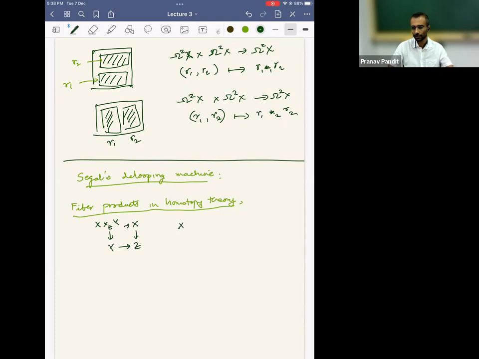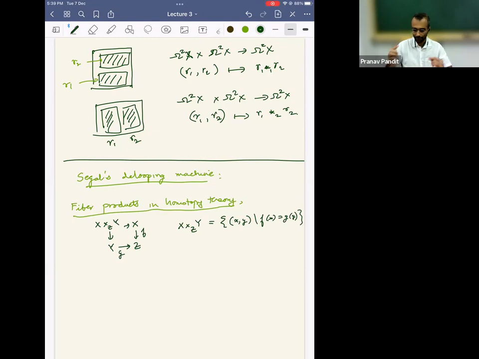You can think of it as being defined by a universal property. And if you're seeing this for the first time, you can take this as a definition of a construction, if you like. This is a set of pairs, tuples x comma y, such that f of x equals g of y. That's how we define the fiber product.